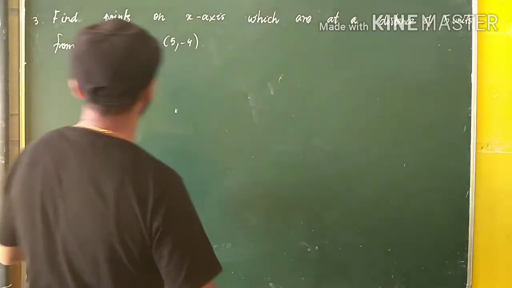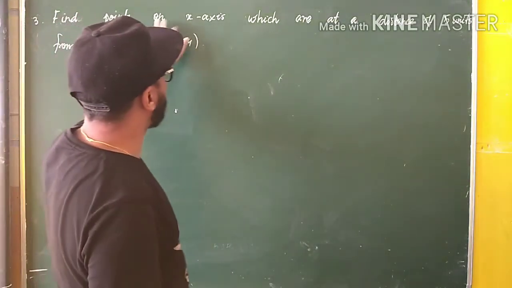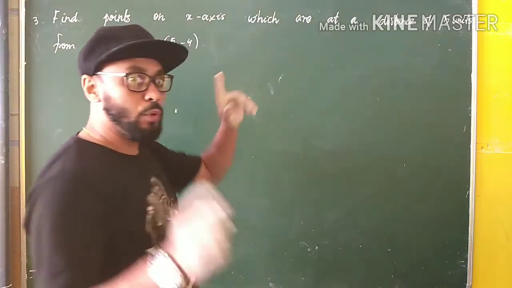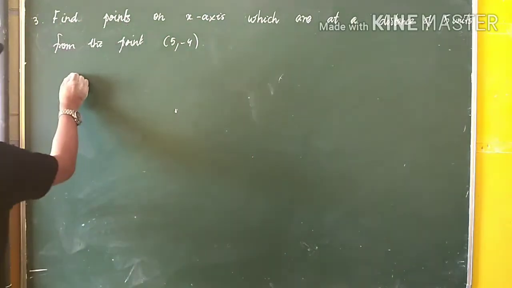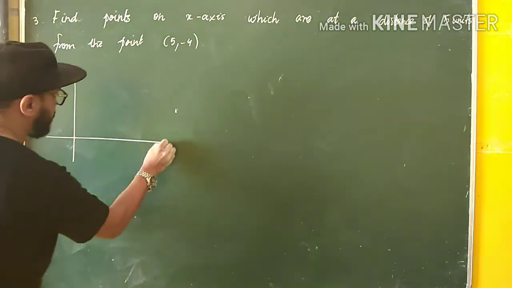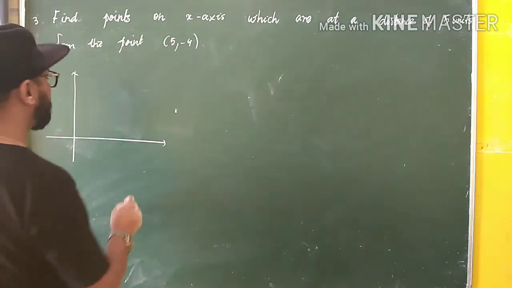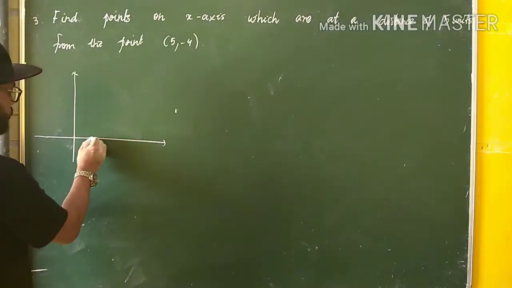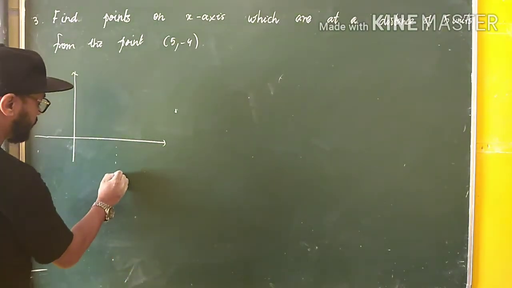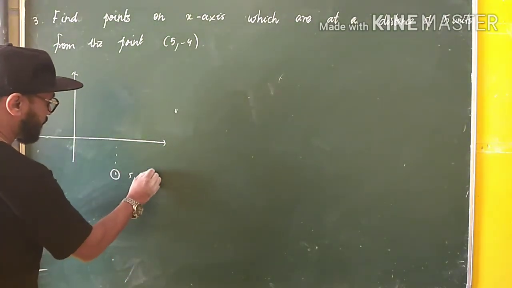Let's take another example. It says find the points on the x-axis which are at a distance of 5 units from the point. So x is 5, 1, 2, 3, 4, 5, 1, 2, 3, 4. So this is 5 and minus 4.